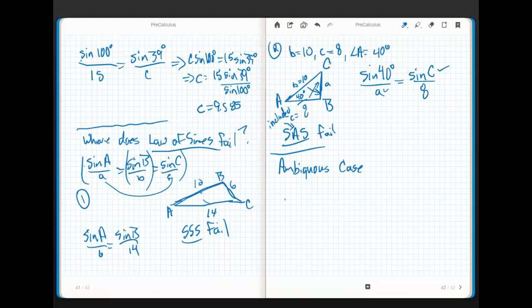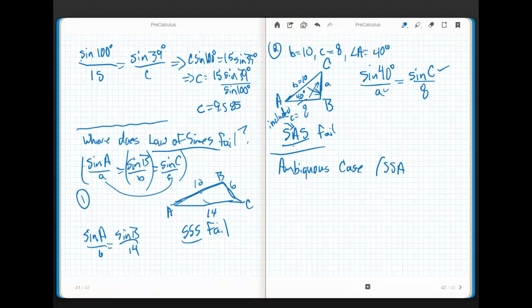Okay, let's talk about the ambiguous case. The ambiguous case comes into play. There are three separate cases with the types of triangles that we can solve here, and we'll talk about it in just a sec. It comes into play when we talk about the side-side-angle triangle.